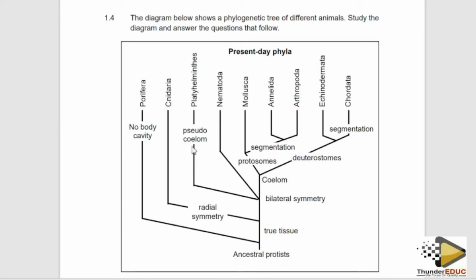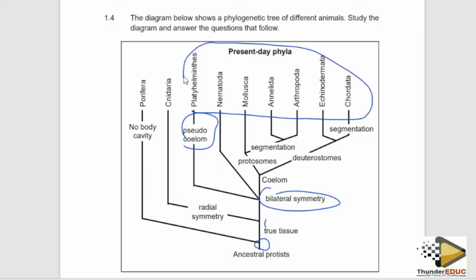Pseudocoelomate, false coelom. The common ancestor. Radial symmetry. It means this one has a radial symmetry. This one, tissue, bilateral symmetry. All these ones up, they have bilateral symmetry, meaning that platyhelminthes, nematodes, mollusca, annelida, arthropoda, echinodermata, and then chordata. All these things, they have a meaning. Yes. Don't just say Cnidaria, Porifera. They have a meaning.